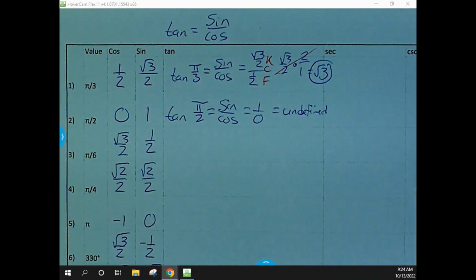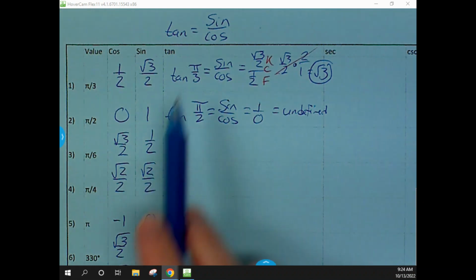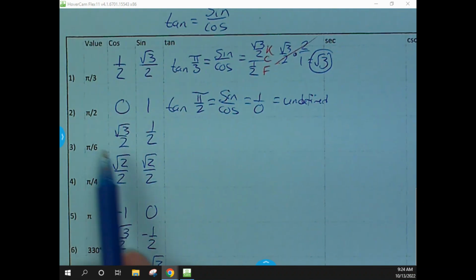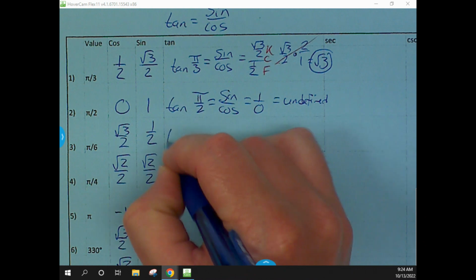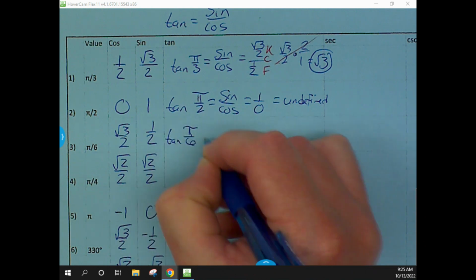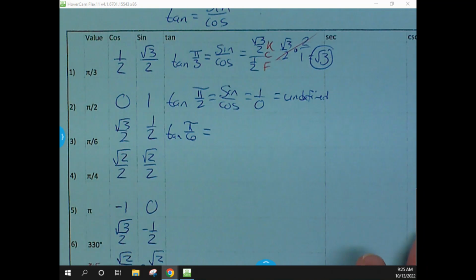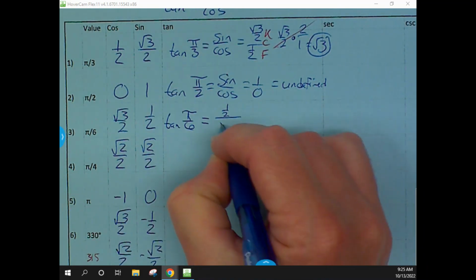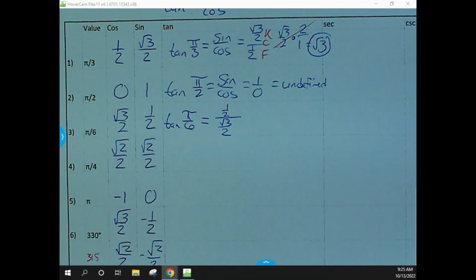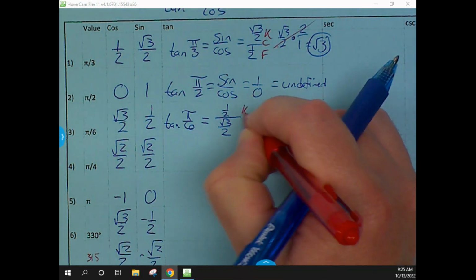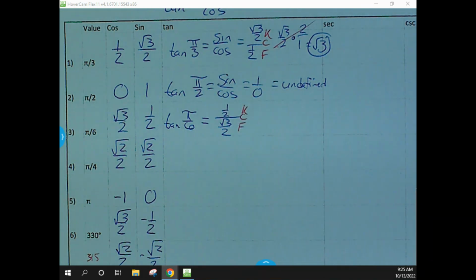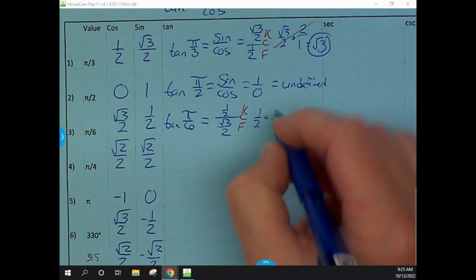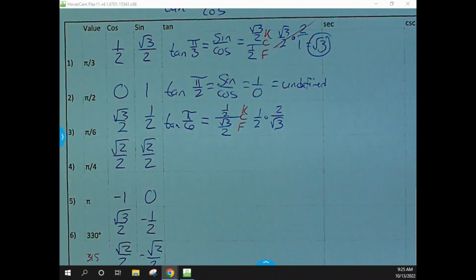All right. Now, if we do this one, if you notice on the next one, if we do pi over 6, the numbers are reversed, correct? So if we do tangent of pi over 6, and this one we're going to save a little bit of space so we've got room to work here. It's going to be sine over cosine, so that's 1/2 over square root of 3 over 2. And we're going to keep it, change it, and flip it. So that's going to be 1/2 times 2 over square root of 3.